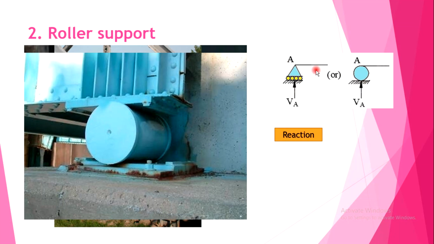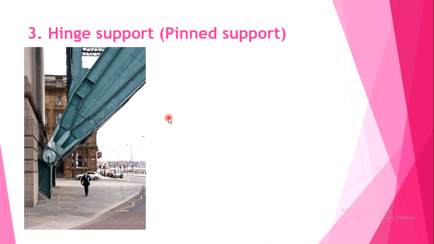This type of support allows the body to rotate as well as to move along the surface, but it has a restriction in the vertical direction. So we have only one reaction at the support. It is similar to the simple support, only one reaction. The reaction component for roller support is vertical, that is, R is equal to 1. The third type of support is hinge support, or we can name it pinned support also.